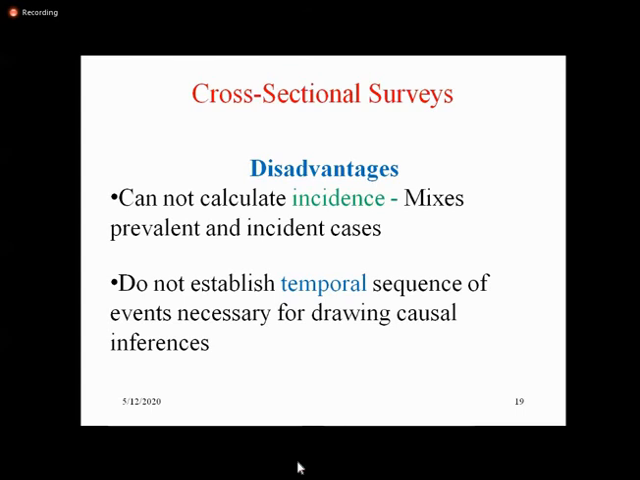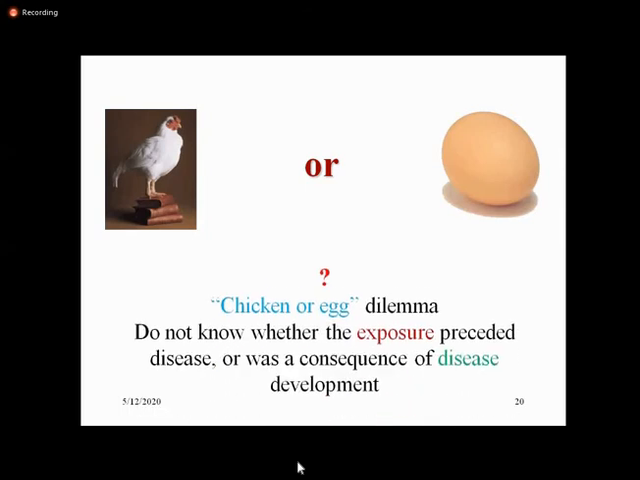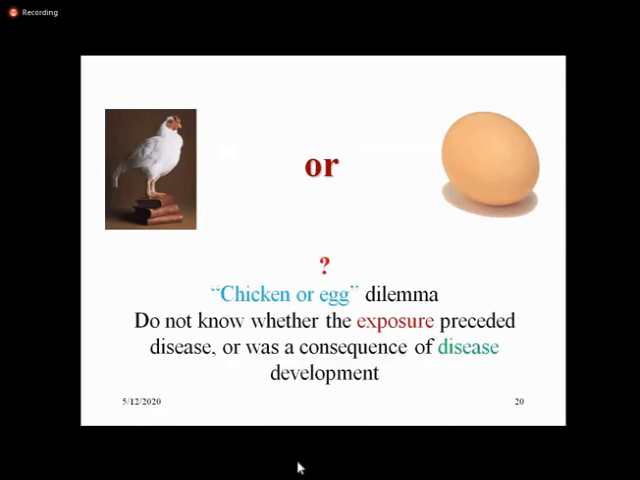Okay, but you don't know which comes first. Either it is uric acid that is causing the blood pressure, or it is blood pressure which is causing the uric acid. Which comes first, chicken or egg? This is the example for cross-sectional study.